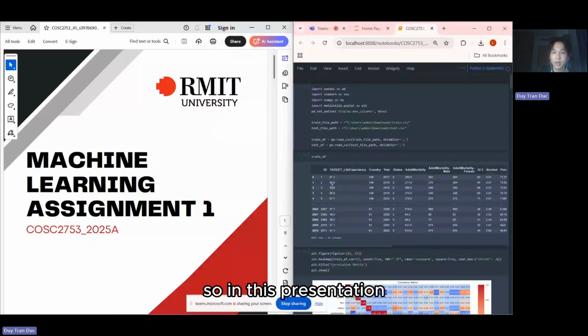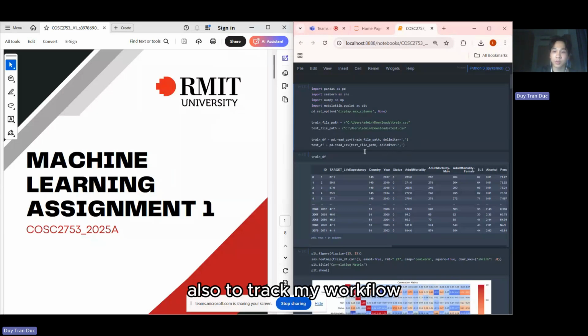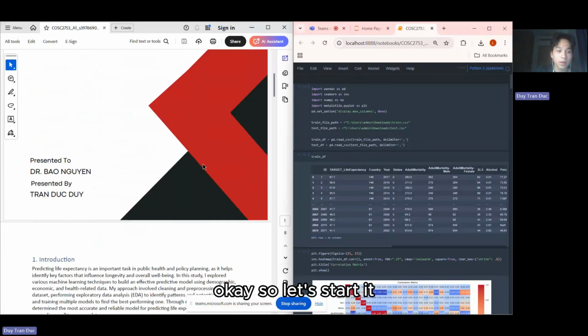So in this presentation, I'm going to go through my report and explain my approach. I also put up my code here for a better visualization, also to track my workflow. Okay, so let's start.